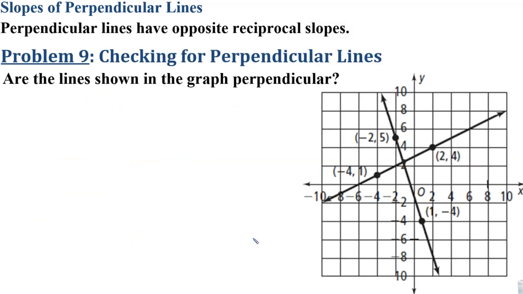All right, next up, we'll talk about the slopes of perpendicular lines. We'll say perpendicular lines have opposite reciprocal slopes. As in, if one slope is A over B, the other one would be the opposite, so negative, and reciprocal, flip the fraction upside down, B over A.